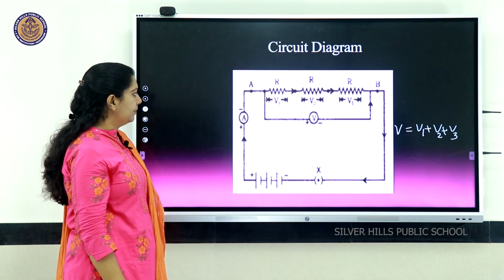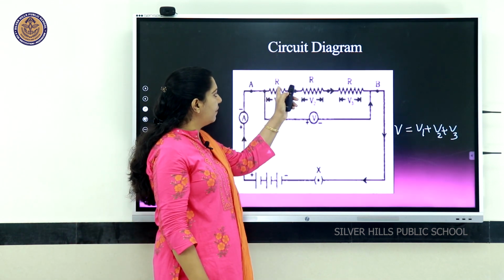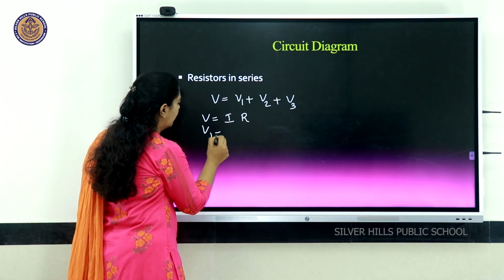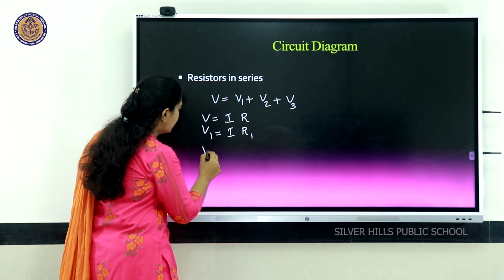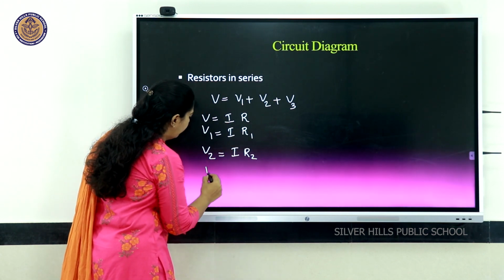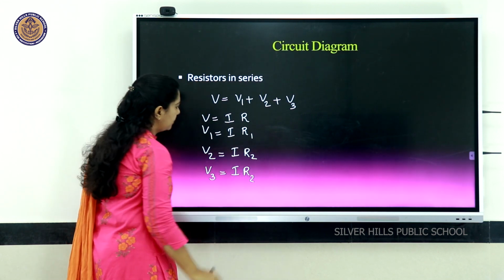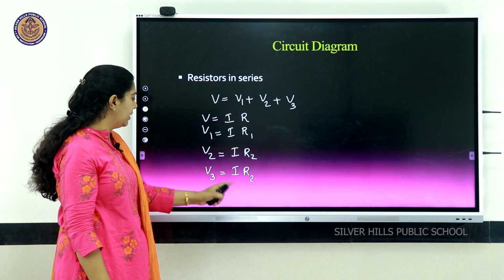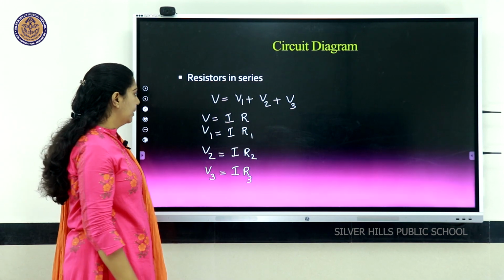Then in the circuit, the current I remains the same. The only change is in the resistors R1, R2 and R3. So we can write V1 equal to IR1, the current remains the same, and V2 is equal to IR2. Similarly, V3 is equal to IR3. V1 is equal to IR1, V2 is equal to IR2 and V3 is equal to IR3.